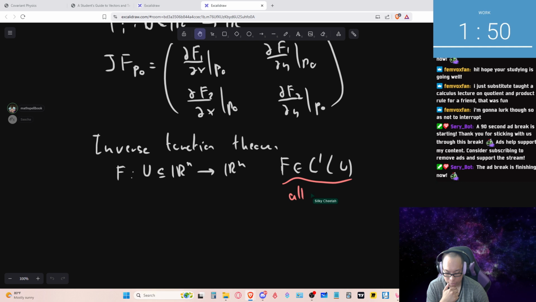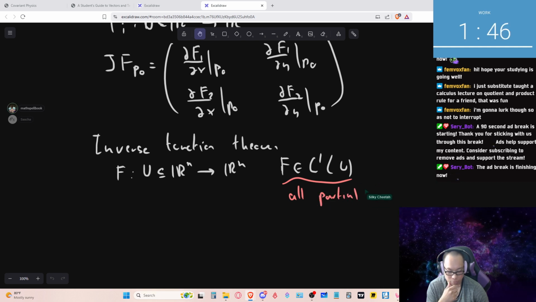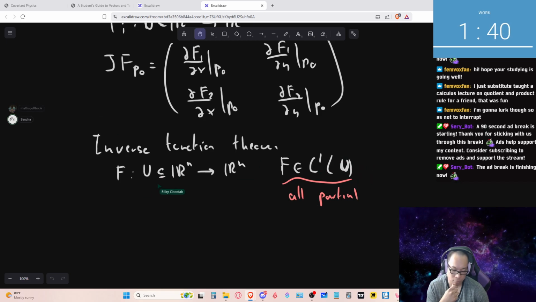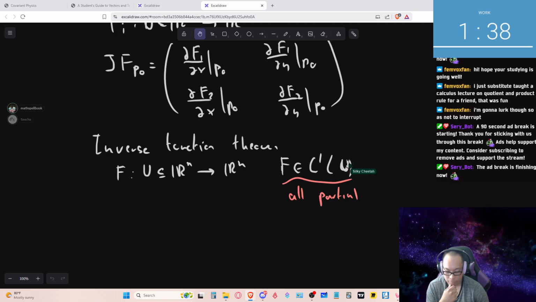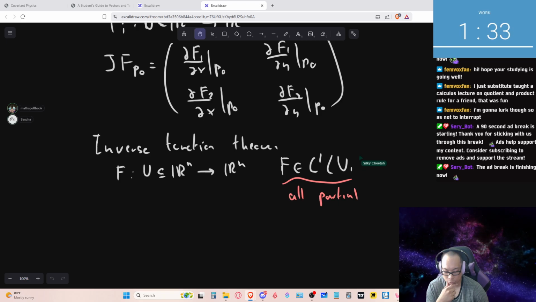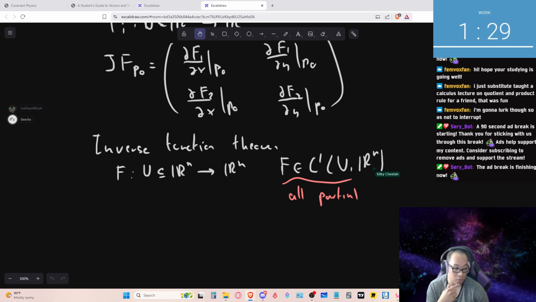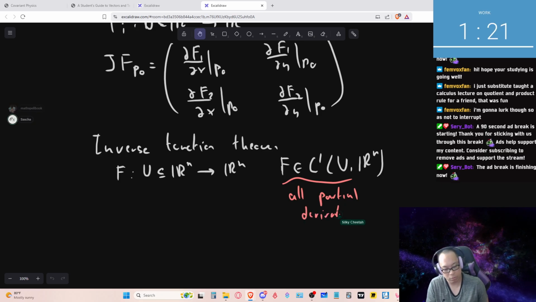Is it like C1 onto C, right? Is that what you've written over there? Yeah, so this is C1 on U. U is a subset of R^n, which is basically what we're working with. A better way of writing that is something like this, the conventional way of writing it. All partial derivatives are continuous.